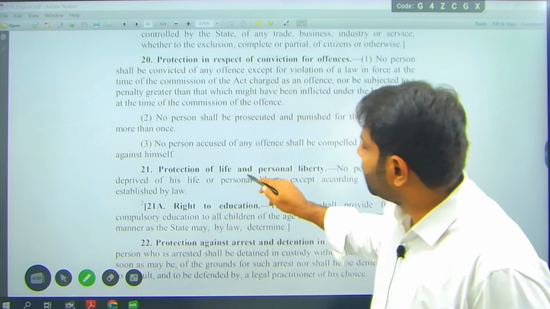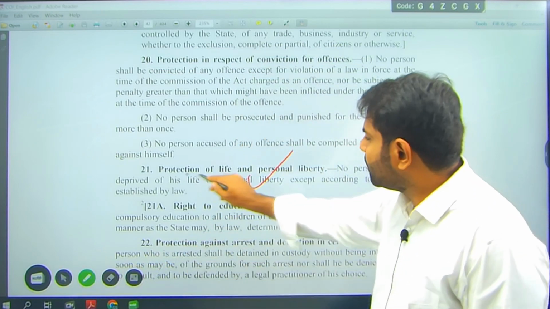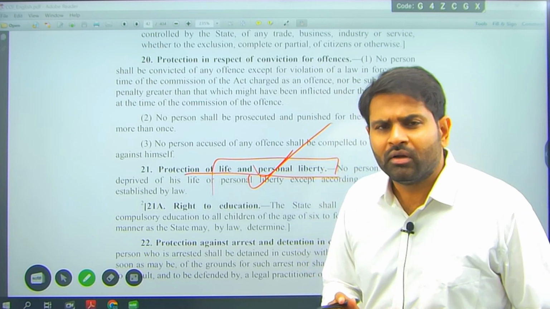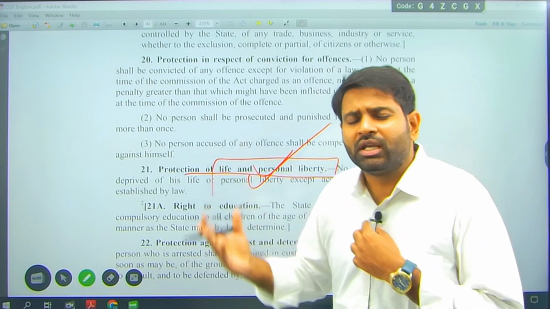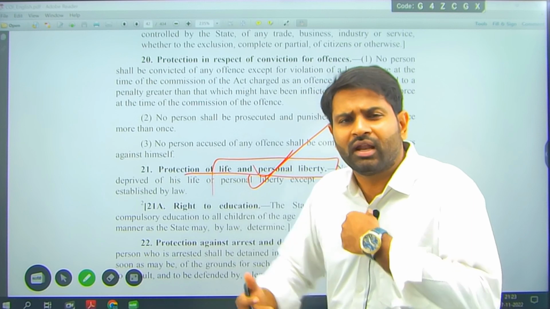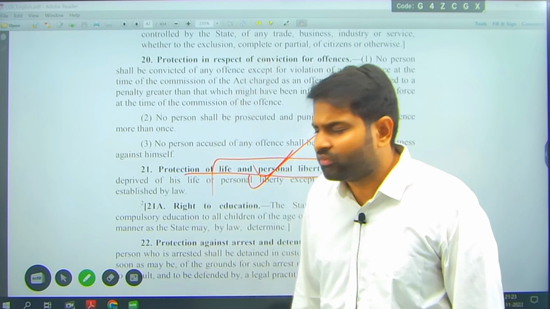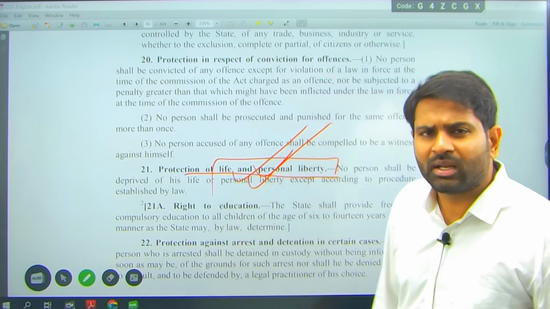Then Article 21, it is looking very small, protection of life and personal liberty. It is very small in size, in look, but it is very broad. Judiciary interpreted it very widely. There are n number of freedoms which flow from this particular fundamental right, that is Article 21, right to life and personal liberty. Remember that.